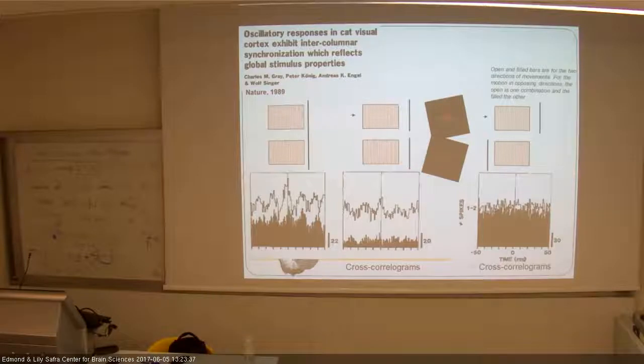So it's a really nice way of binding across different locations in space, right? The neurons sync together, and therefore they know that they belong to the same object. Binding being one of the most important questions of cognitive science. So that made a lot of impact in the field, and still does.